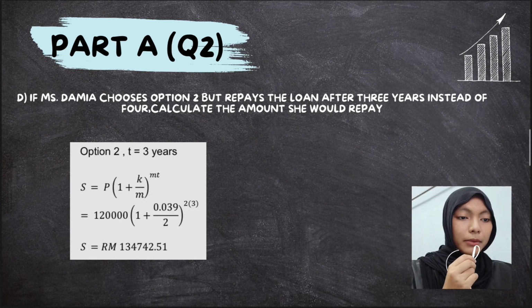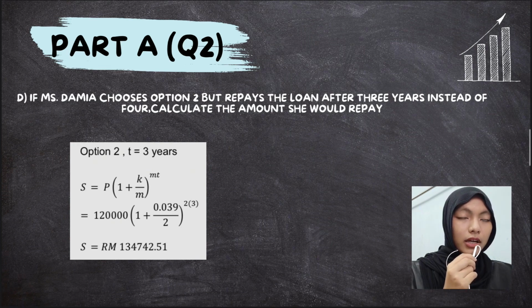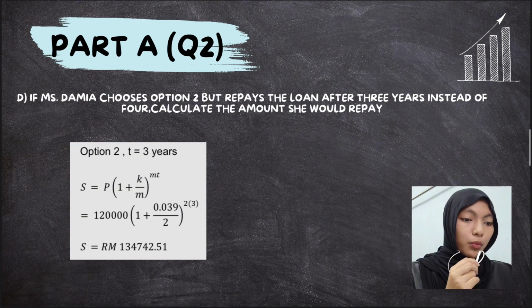Question D: if Damia chooses option 2 but repays the loan after 3 years instead of 4, calculate the amount she will repay. For option 2, T is 3 years, so the formula is S equals P(1 plus K divided by M) to the power of M times T. So 120,000 ringgit (1 plus 0.039 divided by 2) to the power of 2 times 3. So we got 134,742 ringgit and 51 cent.